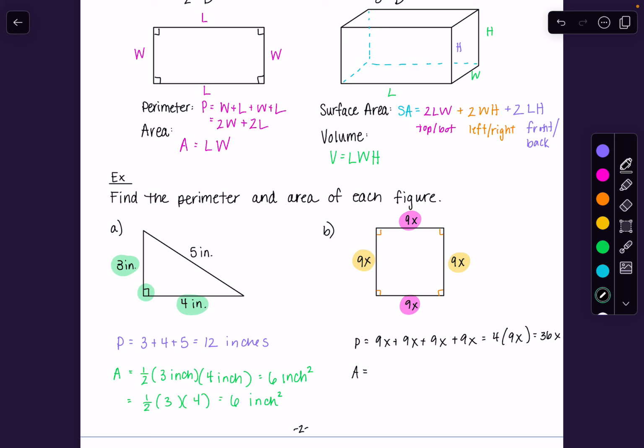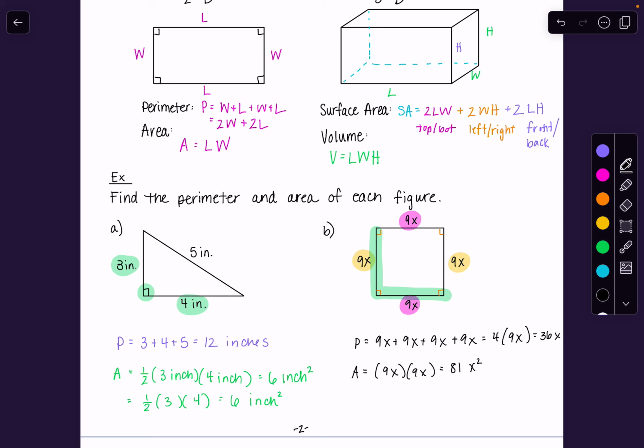When we move to area, all I'm going to do is multiply the 2 side lengths together. So we multiply 9x times 9x. And combining those like pieces, 9 times 9 is 81. And x times x gives us x squared. Again, just like you'd have an area, if x was inches, it would be inches squared. If x was feet, it would be feet squared. So x is just representing that particular unit we have.